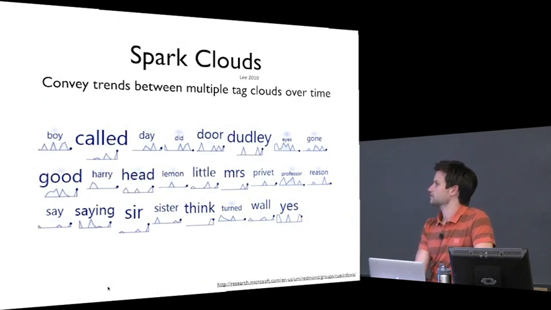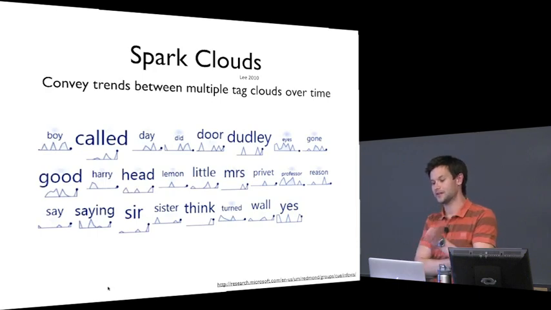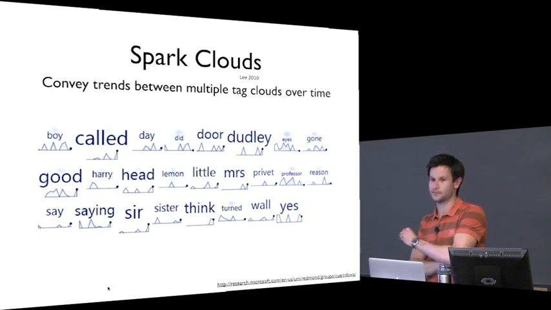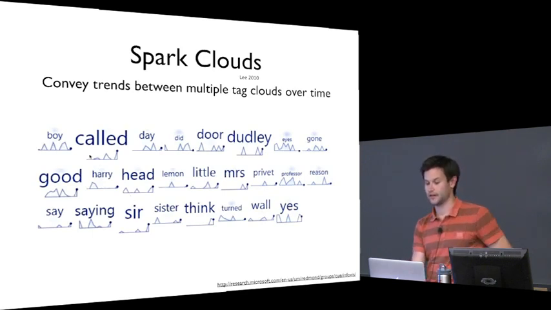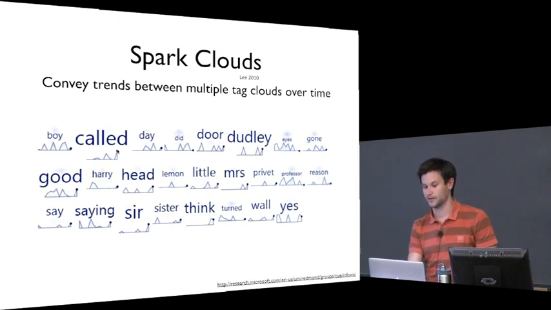Then there are spark clouds. Spark clouds can be used to convey trends over time. So if you have multiple tag clouds, and you want to tell the user what the patterns over time are. And this, of course, changes. If you have some kind of newspaper, of course, the main themes will change. And here you just add a tiny plot showing the frequency of this word over time. So time is progressing on the x-axis, and the higher it is, the higher the frequency is. It's a very simple concept. And this is called spark clouds. And it was a paper published a while ago by Microsoft.